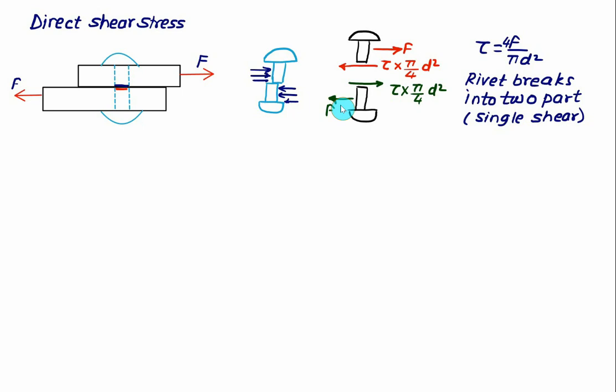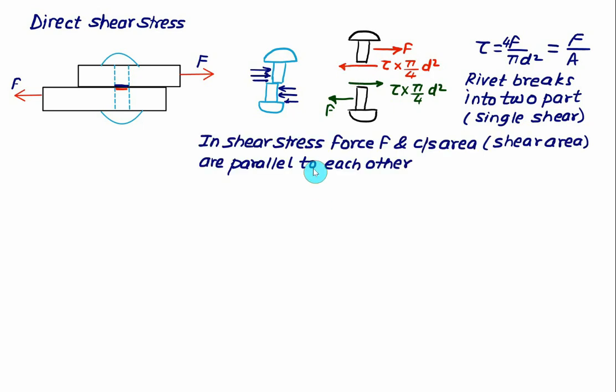In general, the average shear stress is given as force F divided by cross-sectional area. If you observe the force and the cross-sectional area, they are parallel to each other. So in the case of shear stress, the force F and the cross-sectional area, which is the same as the shear area, are parallel to each other. If they are perpendicular, then it is called normal stress, and if projected, it is called the bearing or the crushing stress.